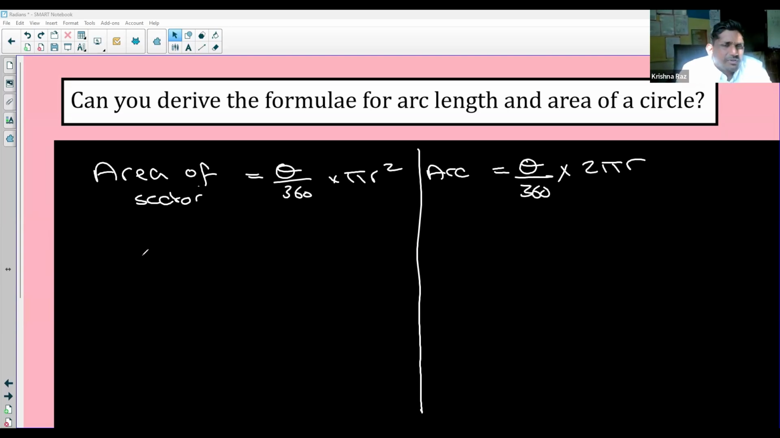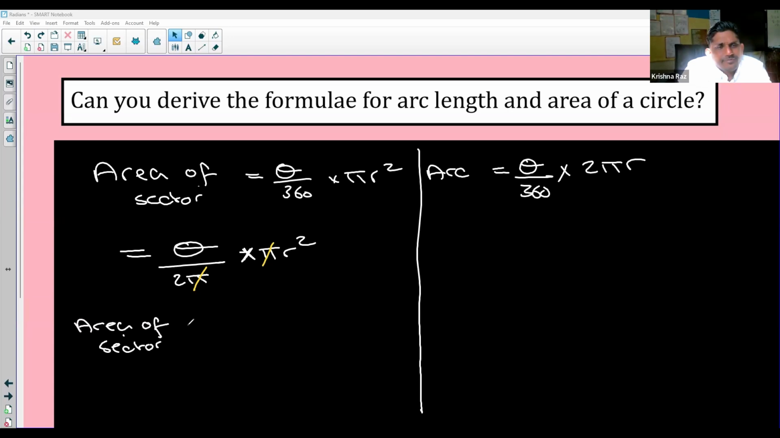So we need to just manipulate our fact that we know 360 degrees is 2 pi radians. If we simplify that to this, we can see straight away that the pi cancels and we're left with the area of the sector is equal to a half r squared theta.